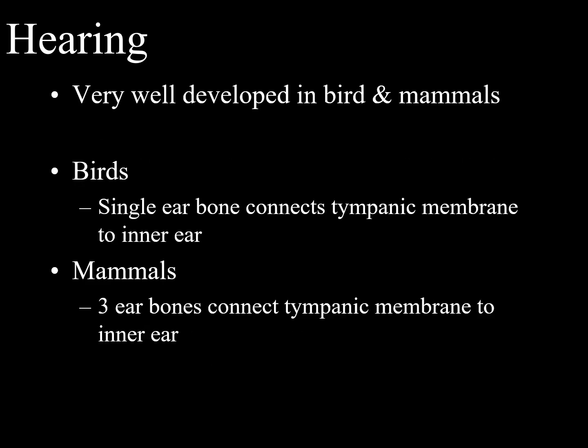So birds, remember, are basically diapsids. They still have the same kind of jaw articulation that most diapsids have, so they've just got a single ear bone that connects their eardrum to the cochlea. Mammals, because they've got this very specialized jaw articulation, freed up some extra bones that are used as part of the jaw in birds. Those bones have actually been co-opted to become part of the physical linkage between the eardrum and the cochlea.